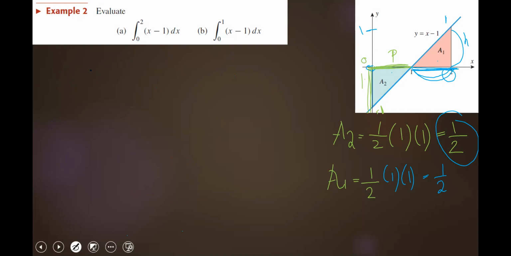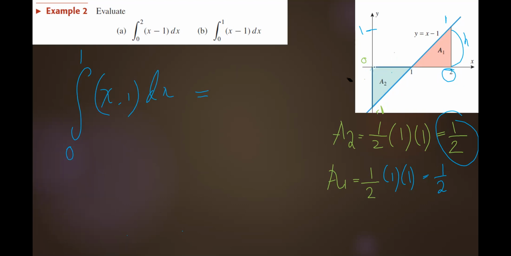Now, integration from 0 to 1. Where from 0 to 1? Is it A2 or A1? A1. It is A2. From 0 to 1, it is A2 here. So what is A2? What is the value of A2? Half. Negative half. Since it is on the negative y-axis, it's negative half.